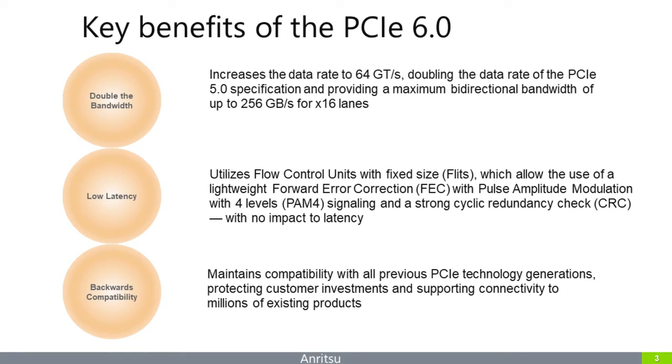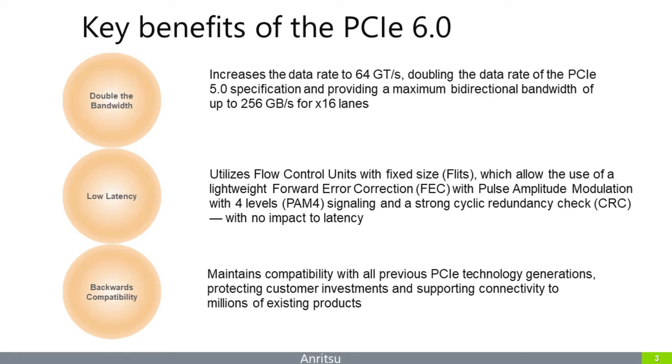The first slide is the key benefit of PCIe Gen 6. Gen 6 doubles the bandwidth, increasing the data rate to 64 giga transfers per second. Compared to the last generation, Gen 5, it's doubled, providing a maximum bidirectional bandwidth of up to 256 gigabytes per second when you use 16 lanes.